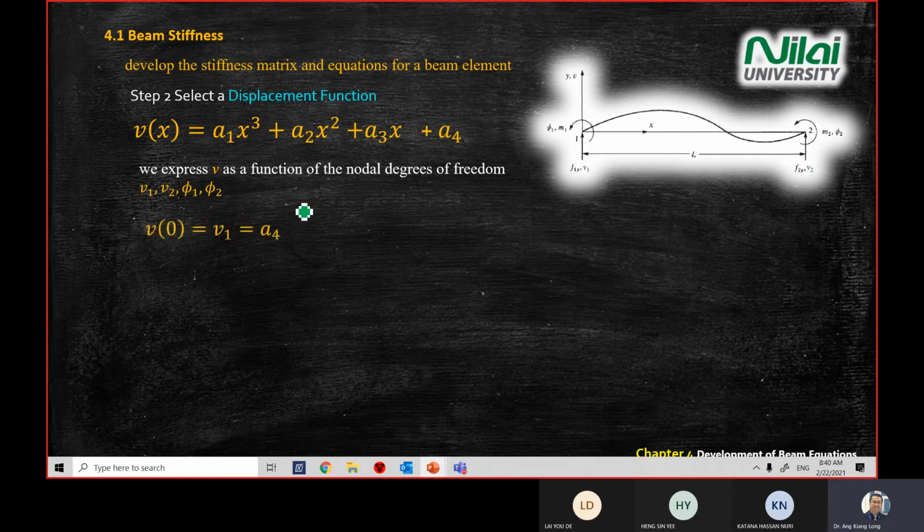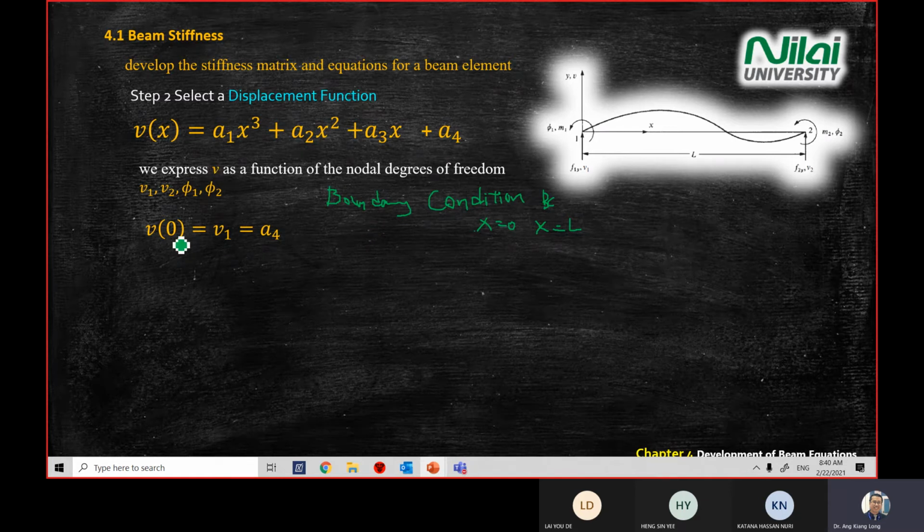How do we do it? We apply a strategy called boundary conditions. When you solve for static problems or dynamic problems, boundary condition means you input what happens at a certain location x. Normally we will have x equal to 0 and x equal to L, which is the length, the location here and the location here. So after you have the general polynomial equation that you see on the screen, to express it in a more proper way, you apply the boundary conditions.